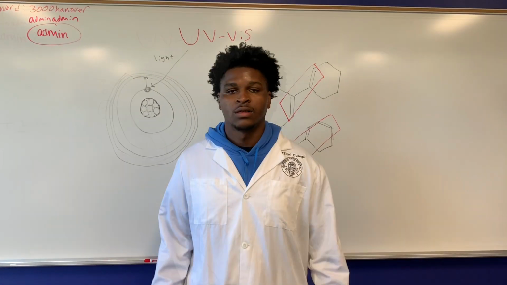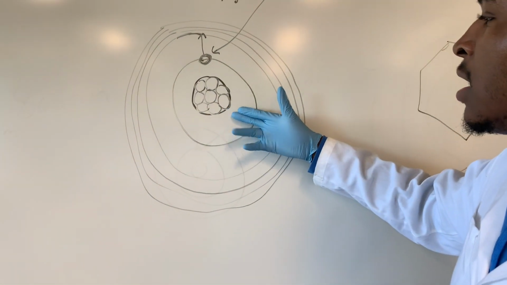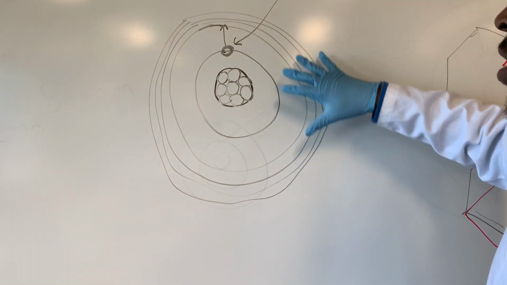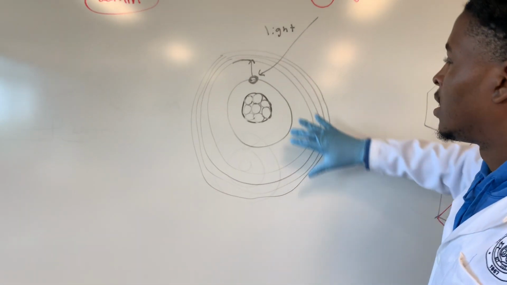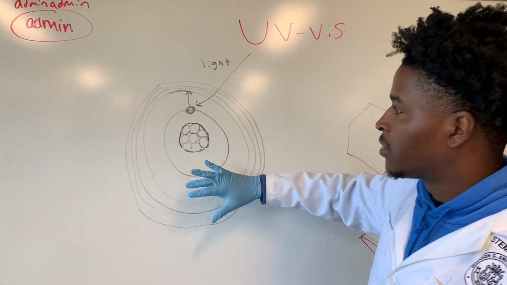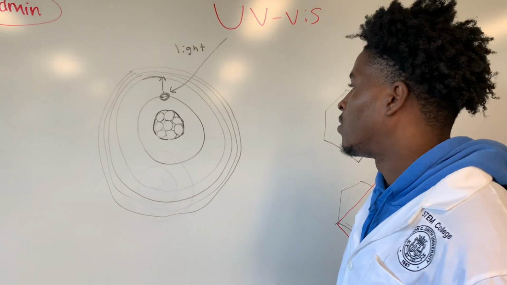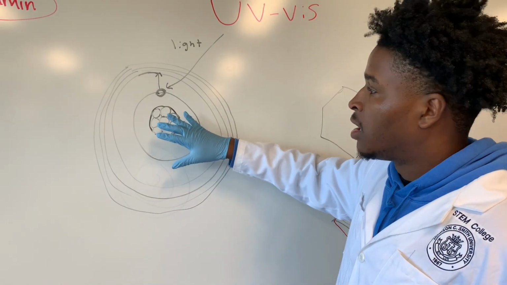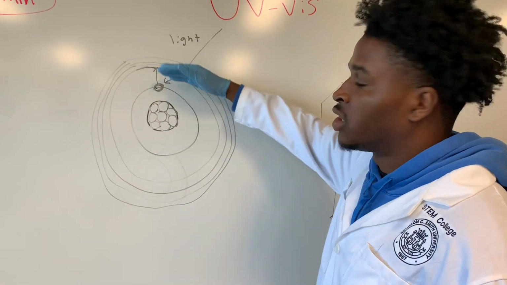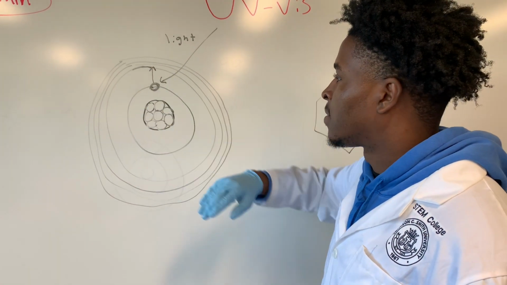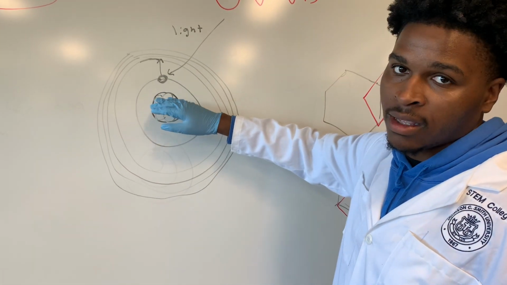So when you have an element, it's going to have protons and neutrons in its nucleus, and it's going to have electrons orbiting around it. Now, the electrons are going to be at their ground state at first, but when light gets introduced, a certain type of light that only this certain electron can absorb to go to the next level, it will jump into its excited state. When it jumps into its excited state, it basically absorbs this light.